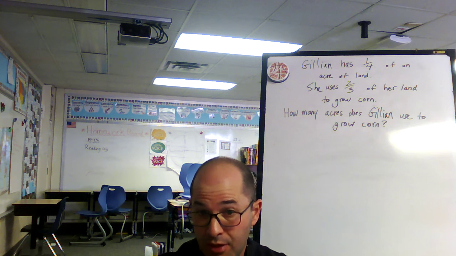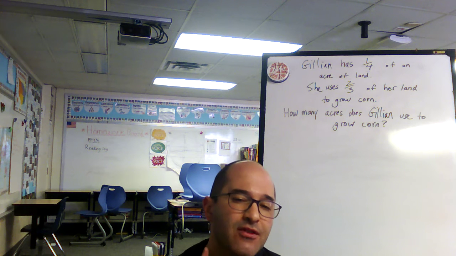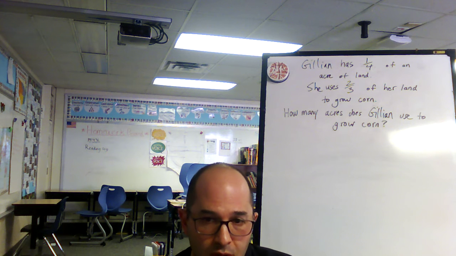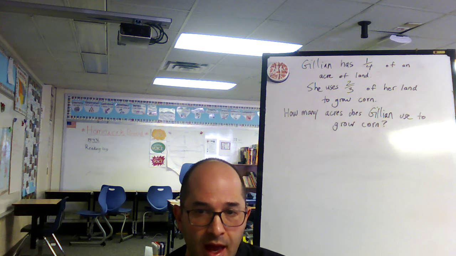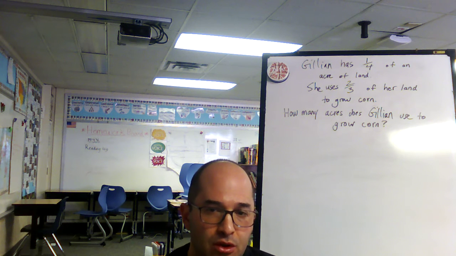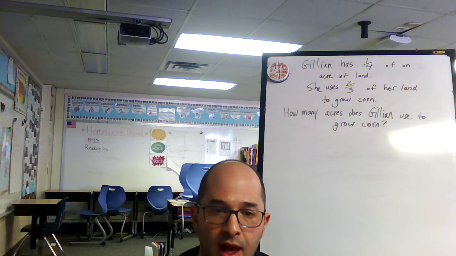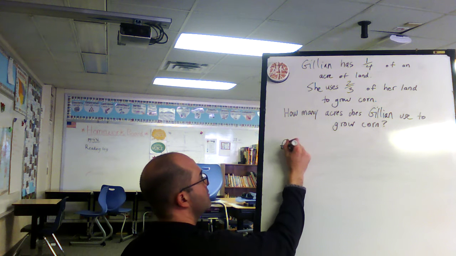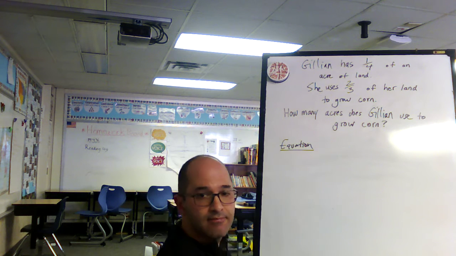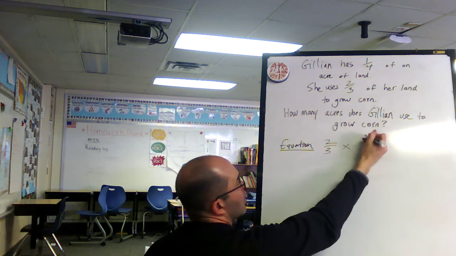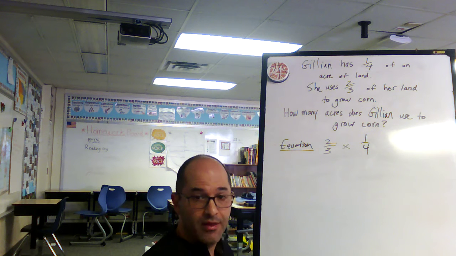So she has 1/4 of an acre. She uses 2/3 of her land. So let's think of an equation that we could use to determine 2/3 of her land, knowing that Jillian has 1/4 of an acre of land. What equation do you think would work to determine 2/3 of the amount of land Jillian has, knowing what "of" really means? Two-thirds of her land, so the equation would be 2/3 of, which means times, 1/4. So hopefully you determined that was the equation.